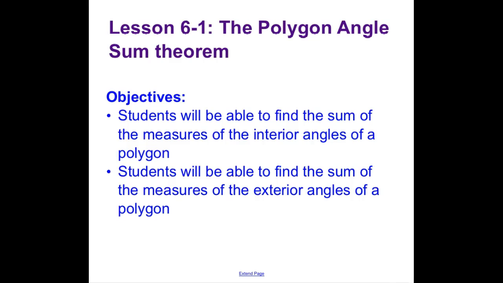This is Geometry Lesson 6-1, the Polygon Angle Sum Theorem. We've got two objectives for this lesson today: that you will be able to find the sum of the measures of the interior angles of a polygon, and that you will be able to find the sum of the measures of the exterior angles of a polygon. Pause this now and get that objective copied.